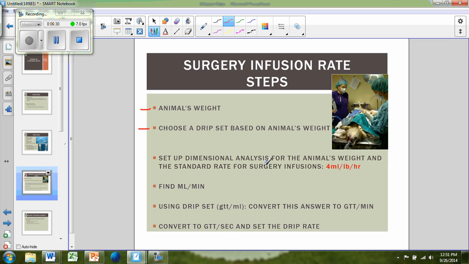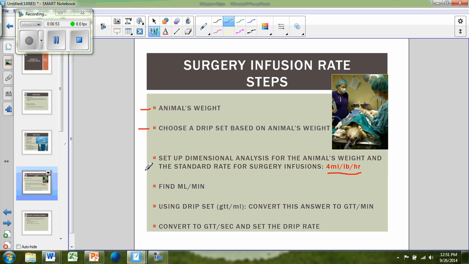And then I'm going to set up dimensional analysis, or if you like ratios and proportions better, that's fine, for the animal's weight and the standard rate for surgery infusions. So this is my third piece of information that I need to know. You must memorize this. 4 mLs per pound per hour is the surgery infusion rate for an animal.